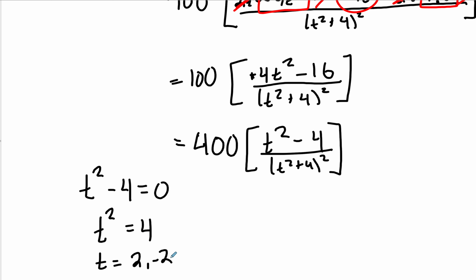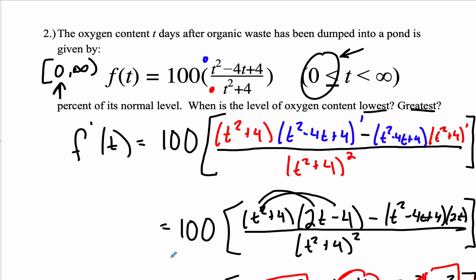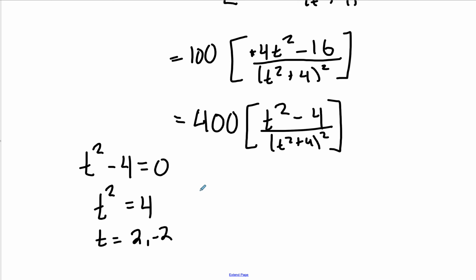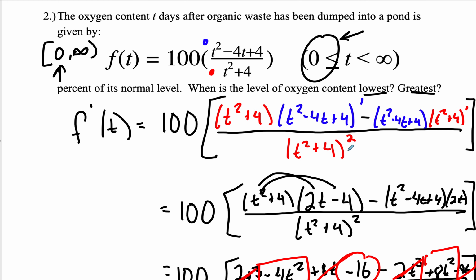And as we talked about in class, I now need to go up and realize, wait a minute, time can't be negative. So negative 2 is not an option. So 2 is my number. So basically 0 is the given endpoint, and 2 is the critical number. So I need to try both of these in the original function.